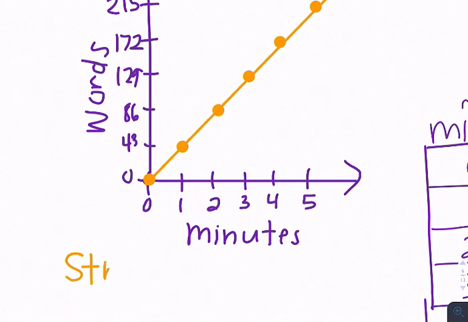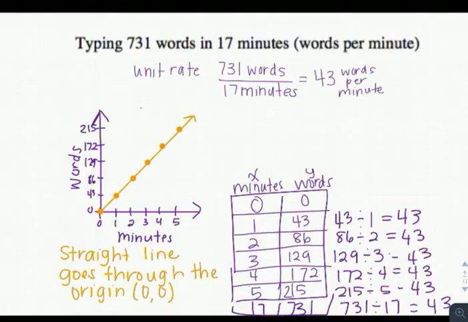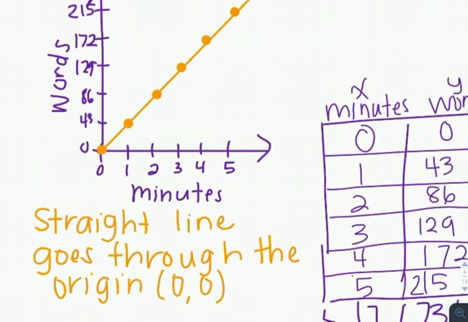So I'm going to write some things I need to have in my graph. Straight line. It's a straight line and it goes through the origin, which is 0, 0. It always has to go through the origin, otherwise it is not proportional.